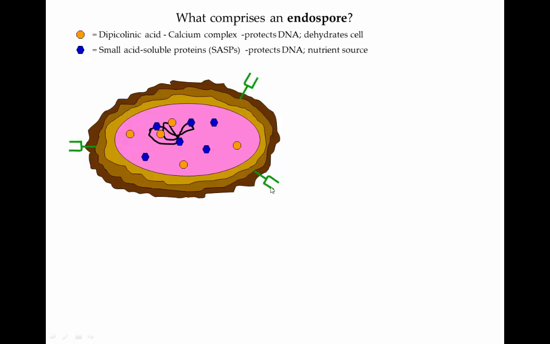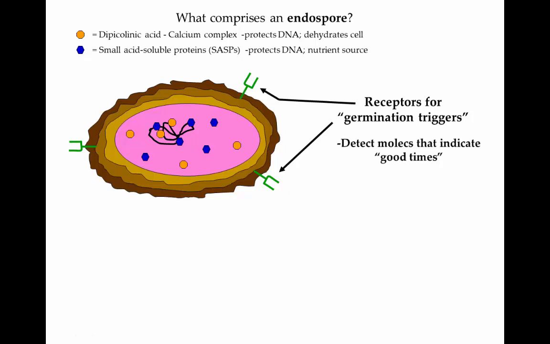Embedded in these layers are receptors. So these receptors, represented here in green, are capable of detecting germination triggers, or molecules that tell that cell to become metabolically active again. So let's go ahead and label these guys. These are the receptors for germination triggers. And the reason why we have germination triggers in quotes here is because there's lots of different molecules that can cause a spore to germinate and become metabolically active.